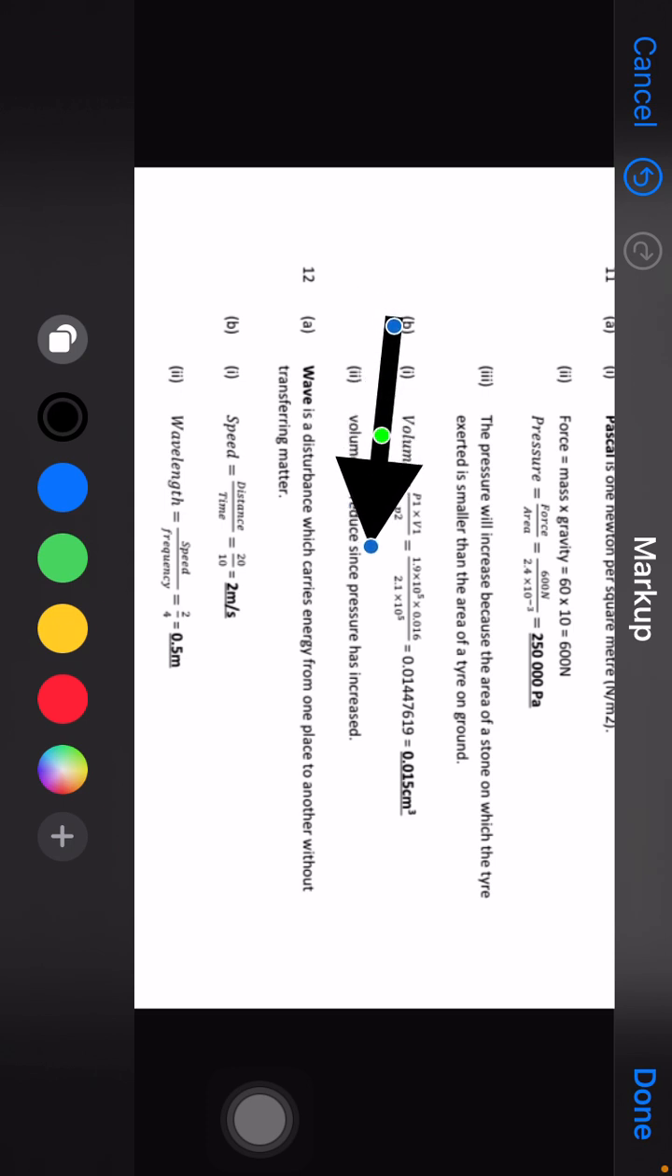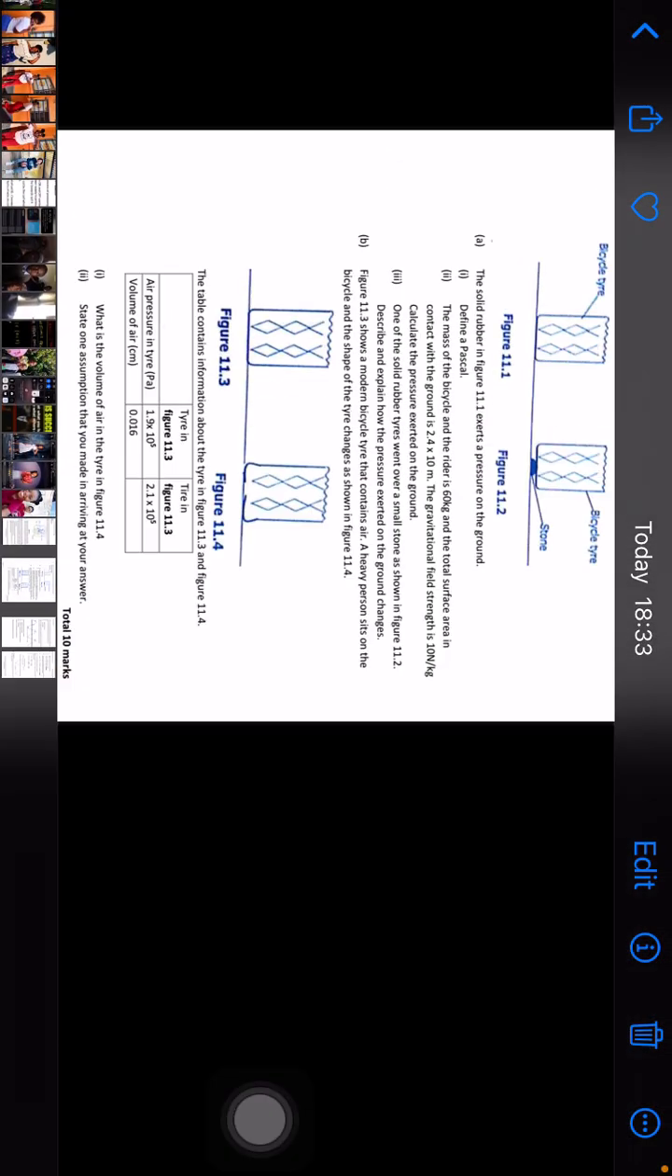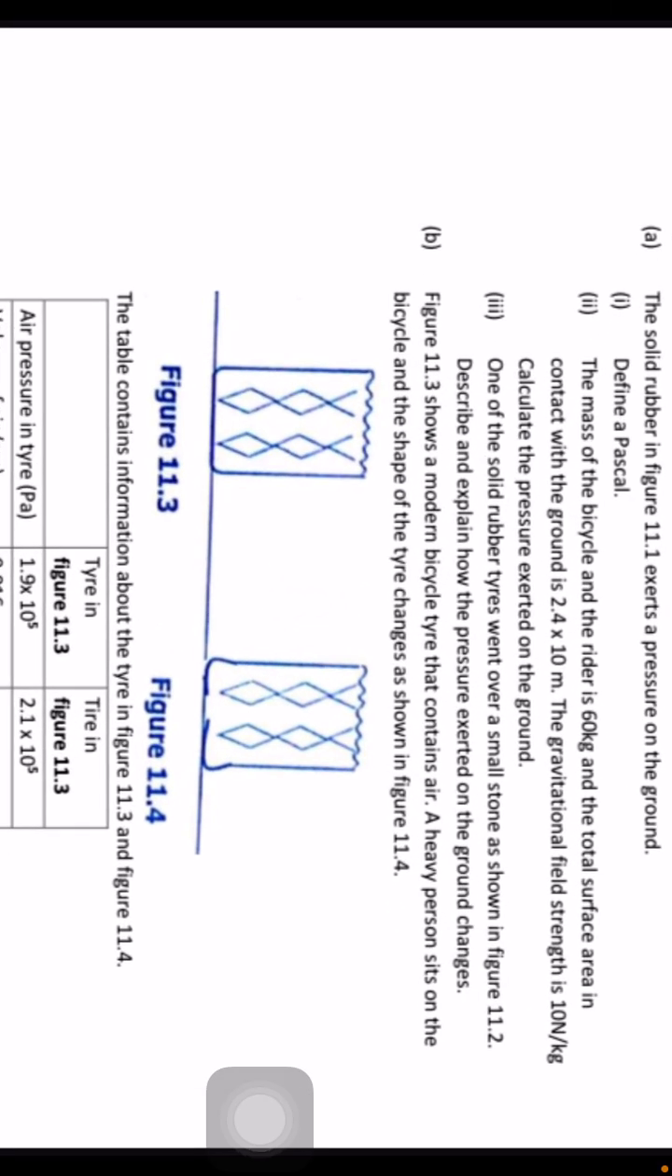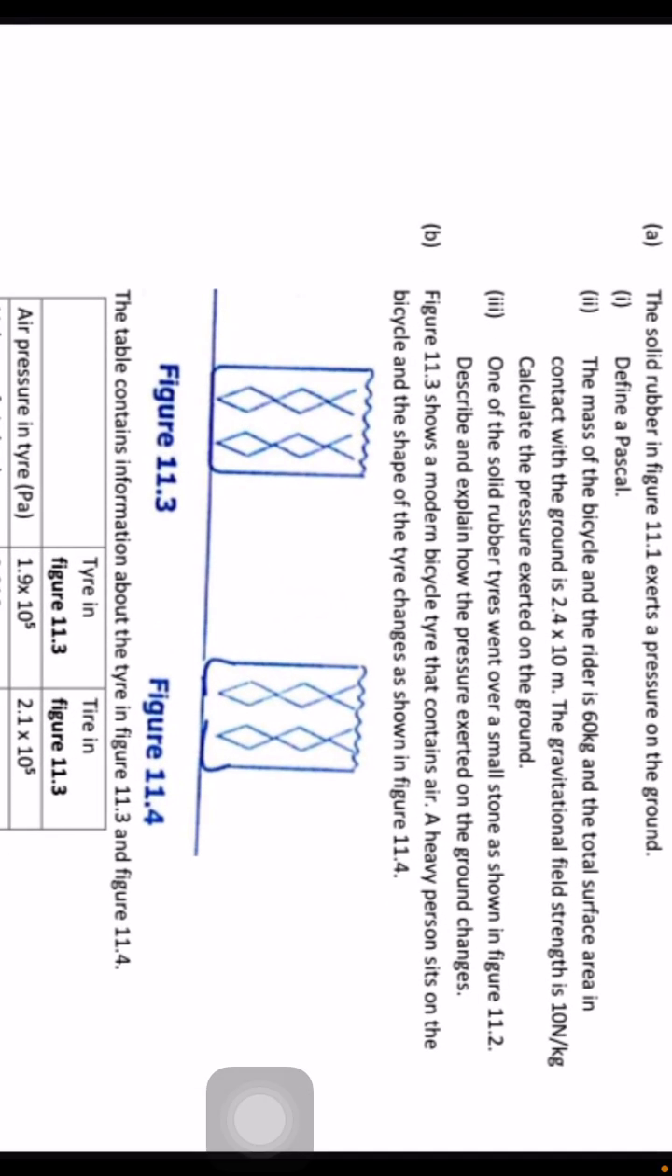We'll go to question B. Yeah, question B. Okay. Figure 11.3 shows a modern bicycle tire that contains air. A heavy person sits on the bicycle and the shape of the tire changes as shown in figure 11.4. So figure 11.3, figure 11.4, just like that.